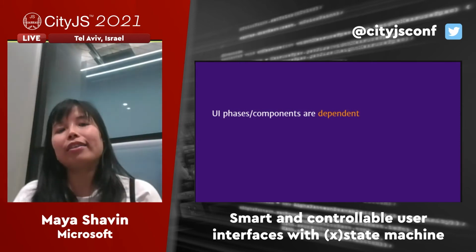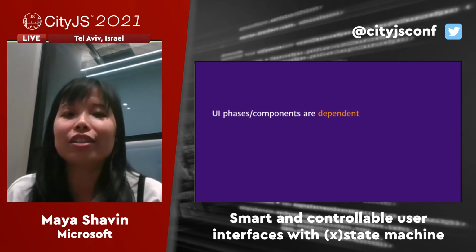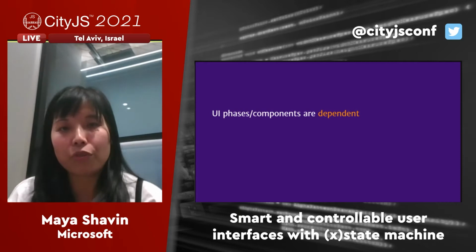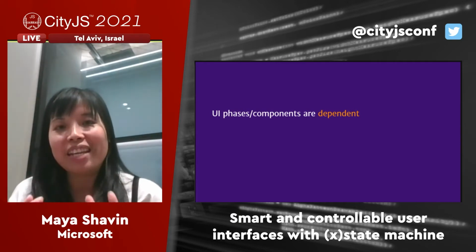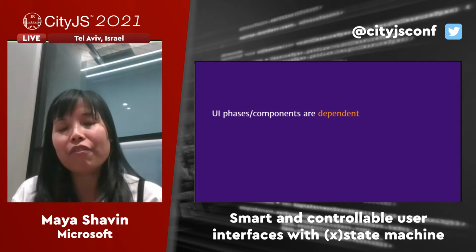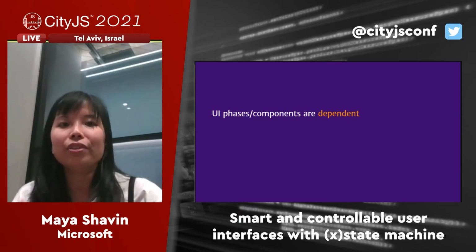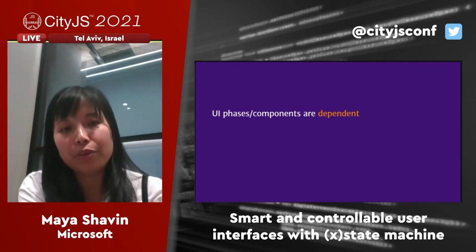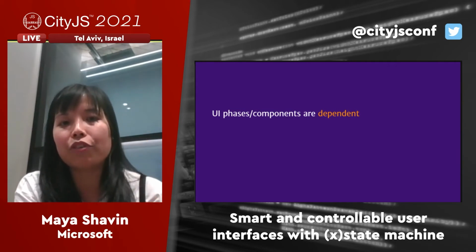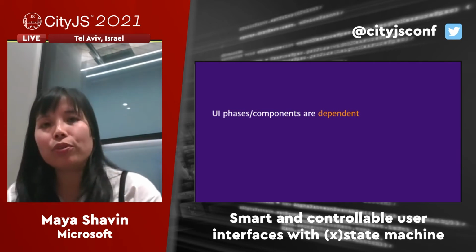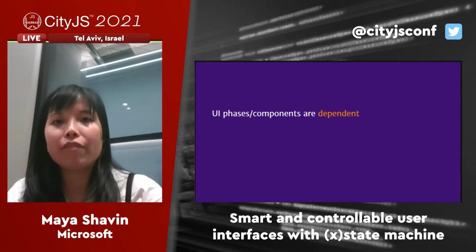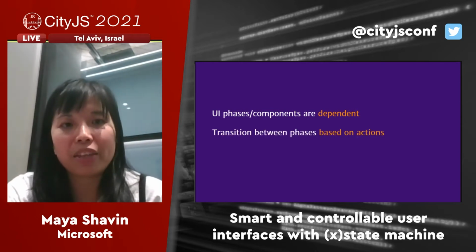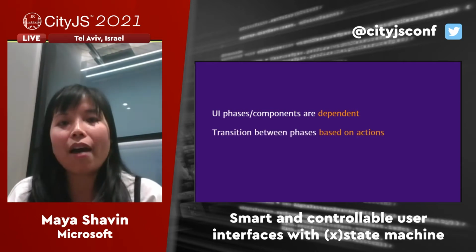There's no such thing as an independent user component, user control, or user view, because in order to move from one view to another, you need to change the state of the previous view, the previous UI component, and then move to a new state, which is the current view component. And all the transitions are based on actions.